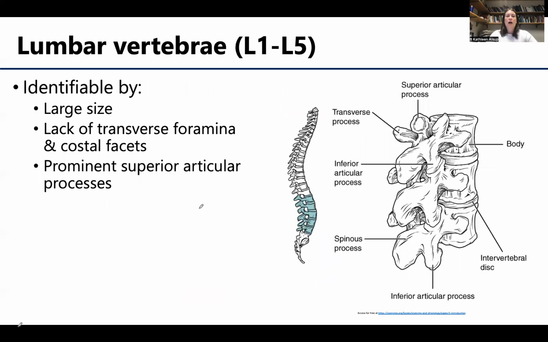Last but not least are going to be the lumbar vertebrae. Again, there are 5. These are giant. They are going to lack both transverse foramina and costal facets. So this is the way, particularly, you tell, say, T12 from L1, because they're generally pretty close in size. They do have prominent superior articular processes, but overall, the way you tell a lumbar vertebra is that it's big, it's super big. It's bearing a lot of weight, so it needs to be on the bigger side.